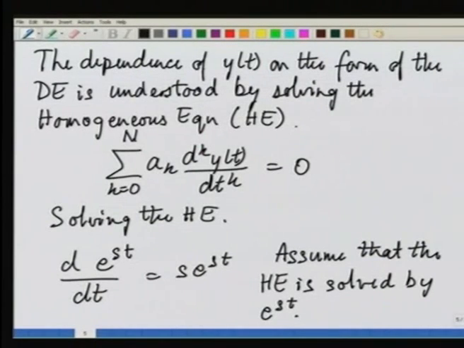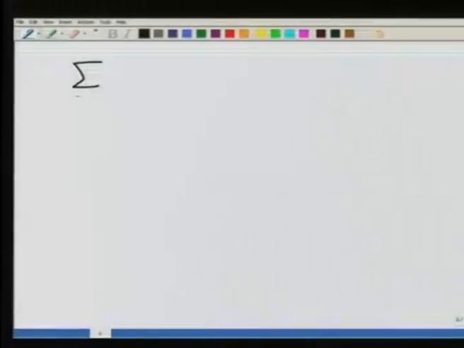Supposing it has, then let us see what happens. If it is a solution for this differential equation, then if I substitute e to the st for yt and evaluate the left hand side, I should get the right hand side, which is 0. So, let us substitute it and evaluate the left hand side. The left hand side is this, we have written it several times over.